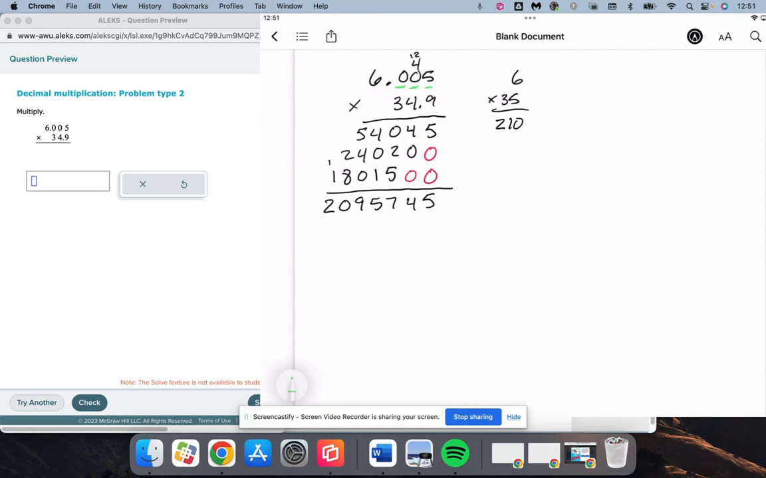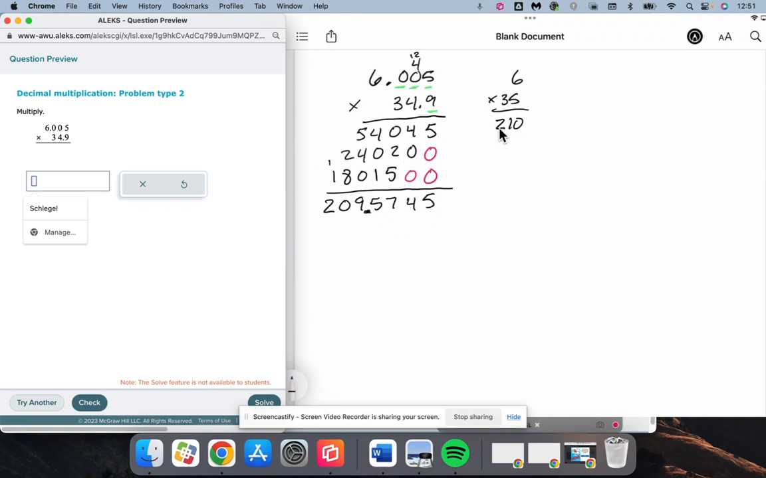We've got 1, 2, 3, 4 total digits behind the decimal in our original problem, so we need 4 digits behind the decimal in this answer. So again, you could put this in Wolfram or a calculator, but it's important to be able to estimate these to say, hey, yeah, my answer is reasonable. That makes sense. I didn't punch a number wrong in the calculator or something. And we're moving on.